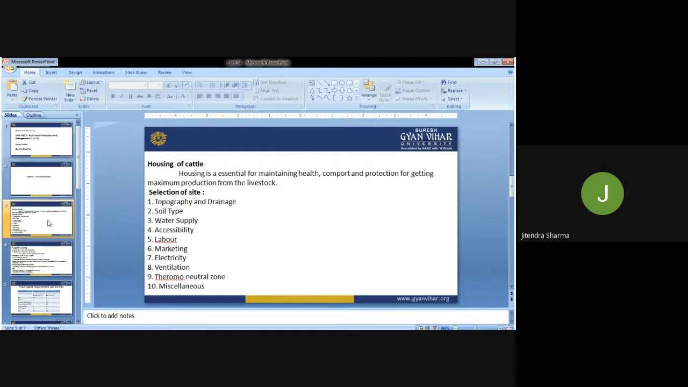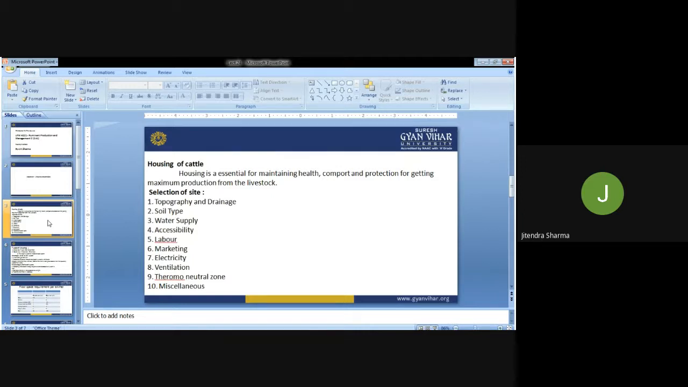Then the ventilation. This is very important, because as you know, animals produce a huge amount of ammonia in the process of rumination. So proper ventilation is very much required. If we do not arrange proper ventilation facility in an area, that area is not suitable for the animals, and ultimately it affects the comfort of the animal, creates pollution inside the shed, and can result in low productivity.